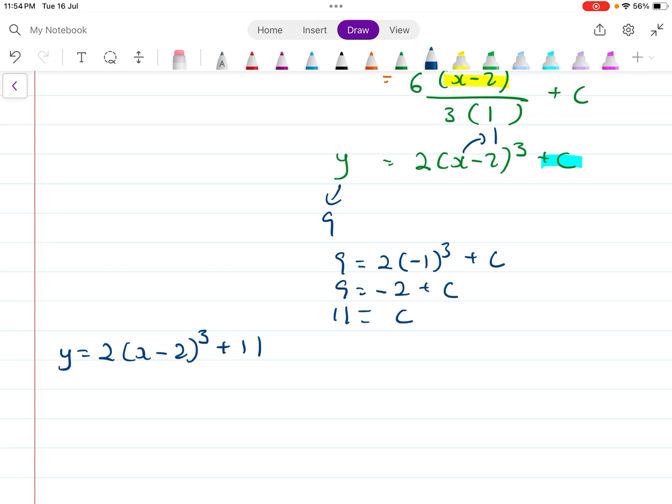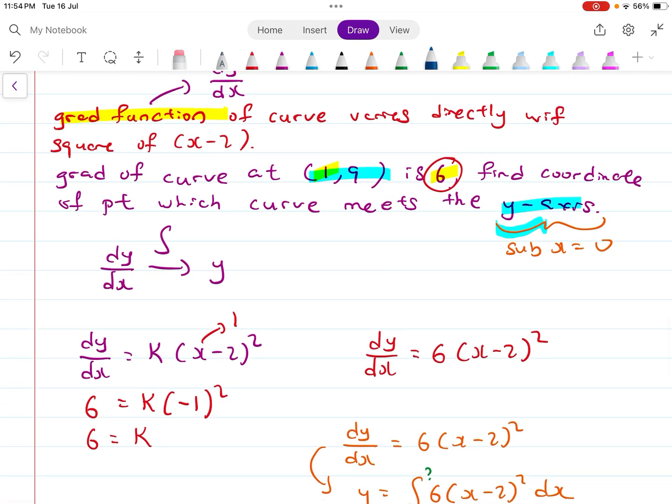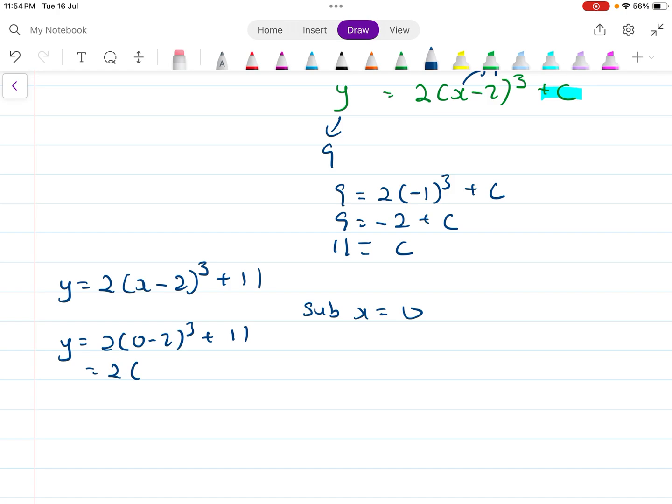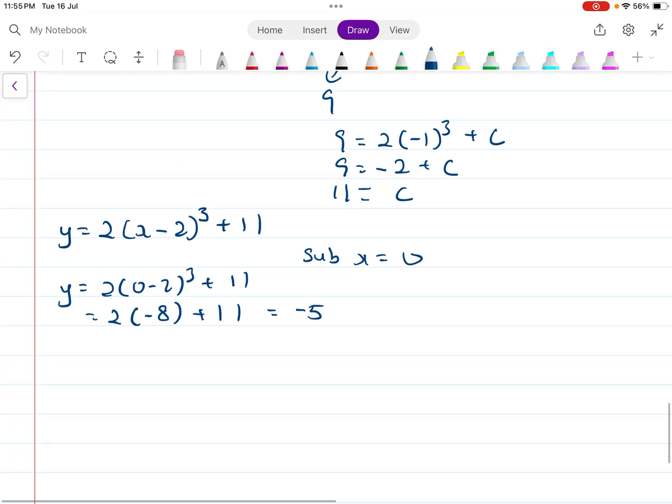The last thing: they ask for the coordinates of the point where the curve meets the y-axis, meaning sub x equal to 0 to find the y-intercept. So y is equal to 2(0 minus 2) cubed plus 11. Hopefully my calculation is correct, but sometimes my calculation tends to be wrong. Negative 2 cubed is negative 8, times 2 is negative 16, plus 11, so it's negative 5. Don't give them just negative 5, because they want a coordinate: (0, negative 5). That is how we do this question.